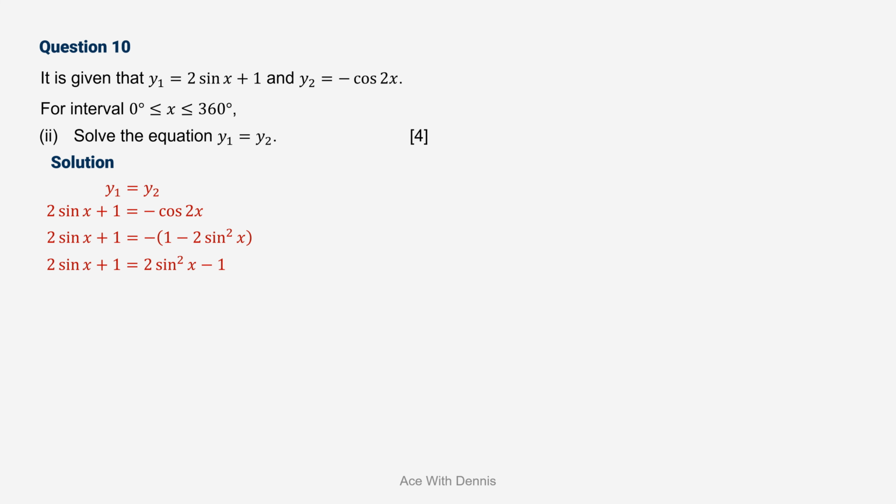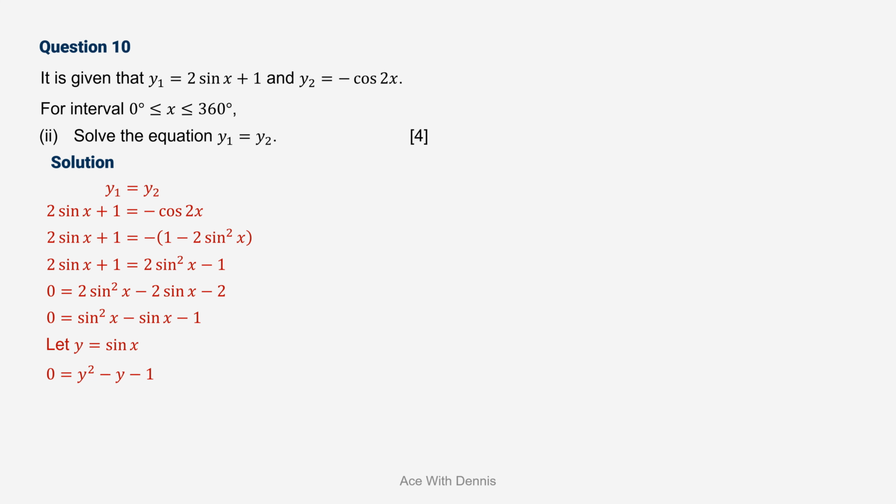Expand the bracket, we have 2 sin x plus 1 equals 2 sin squared x minus 1. Then move all the terms to the right hand side, and I get 0 equals 2 sin squared x minus 2 sin x minus 2. Everything divided by 2, I get 0 equals sin squared x minus sin x minus 1. This is a quadratic equation. You can let y equal sin x so that the calculation will be easier. The equation becomes 0 equals y squared minus y minus 1.